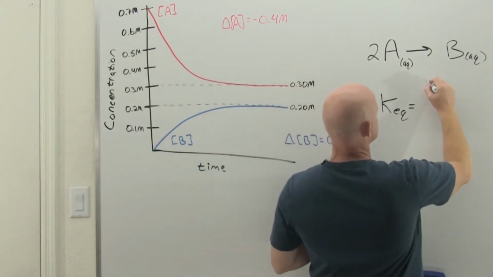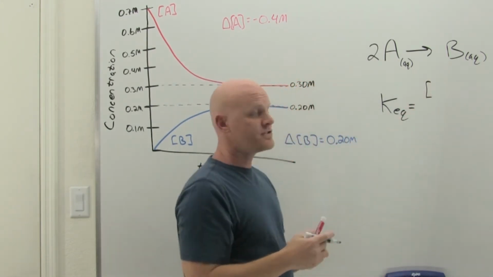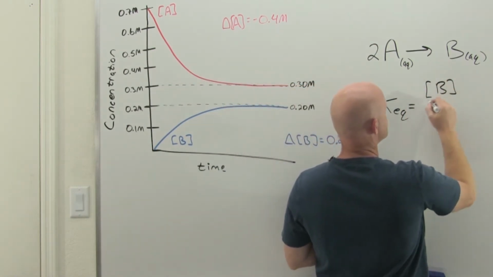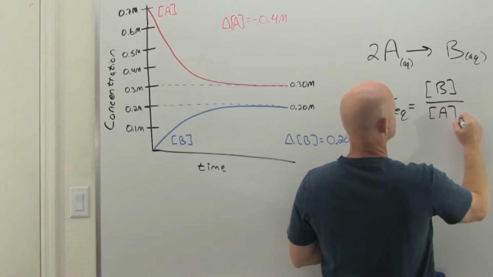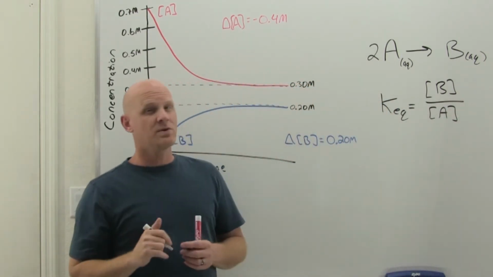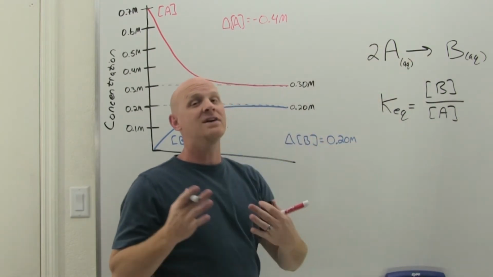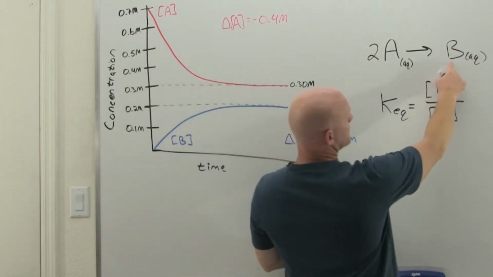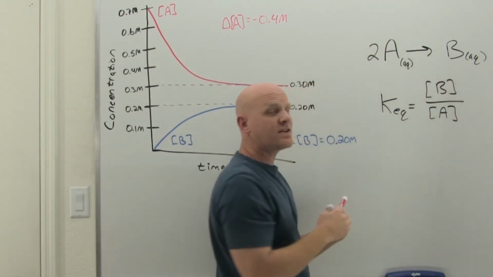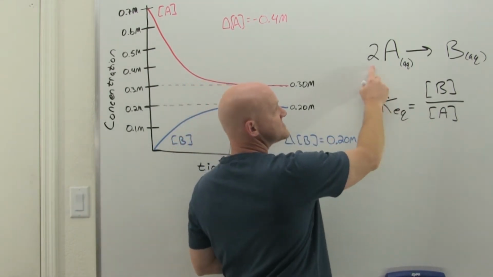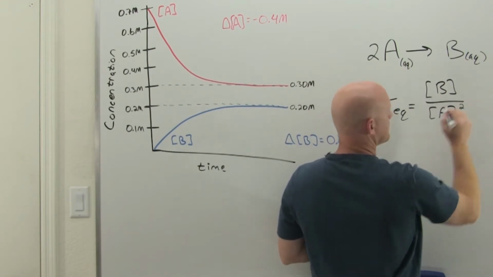The brackets here mean molar concentration of. So in this case, it's products over reactants, and so it's the concentration of B over the concentration of A, but there's a little more to it than that. It turns out we use the coefficients in the balanced reaction as exponents. Here there's only one B, so it's B to the first power. Anything to the first power is itself, so we don't write it in. But here it's going to be over A squared as well.